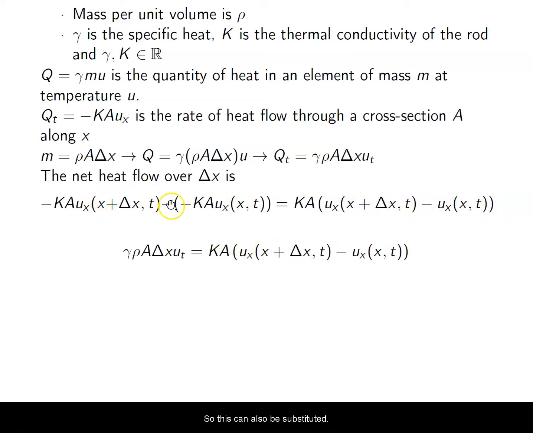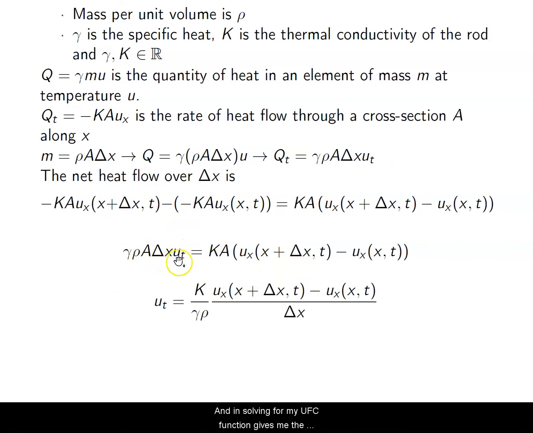So this can also be substituted, right? This net rate of change is gamma rho A times delta X U sub T. That's the same thing here. Equating that on both sides and then solving for my U sub T function gives me the following. I divide everything by gamma rho A and delta X. Here I have K and A, so those A's will cancel, K stays, gamma rho stays in the denominator, and this delta X can stay with this function.